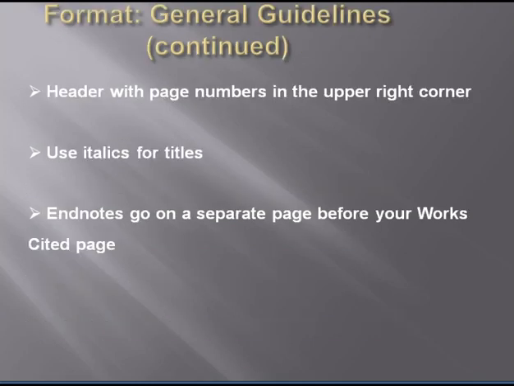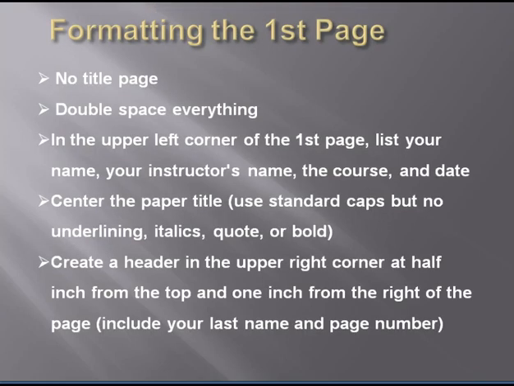Some other guidelines are to make sure that you're using the headers with page numbers in the upper right-hand corner. Use italics for titles. And if you're doing a page of endnotes, those go on a page before your Works Cited page. So, formatting the first page.